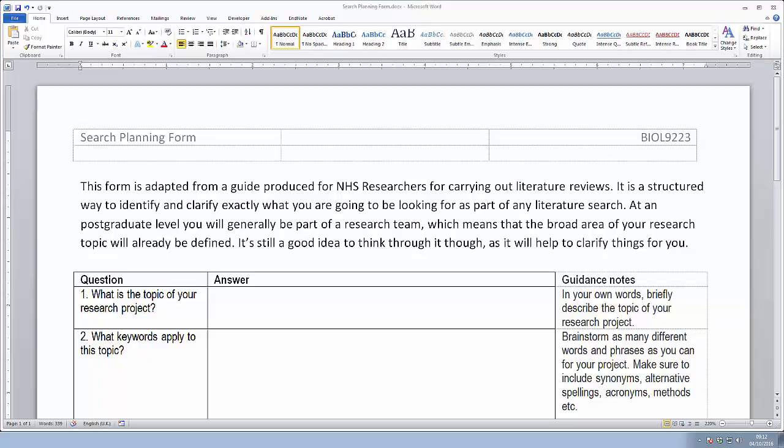This is a search form that has been adapted from an NHS resource for use for you. It's really a key way to enable you to learn how to do searches and how to organize an advanced search strategy that you can use over and over again.